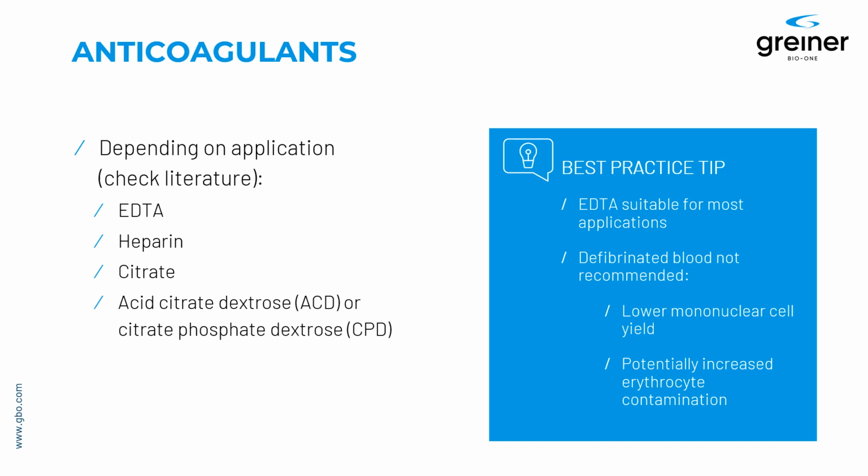In general, any anticoagulant present in commercially available blood collection tubes can be used, such as EDTA, heparin, citrate, or acid citrate dextrose or citrate phosphate dextrose. If there's a choice, EDTA is preferable because it's compatible with most downstream applications. A literature search might identify the most suitable anticoagulant for a given downstream application. The use of defibrinated blood is not recommended because it has been shown that this might negatively affect the mononuclear cell yield and it might potentially increase red blood cell contamination.